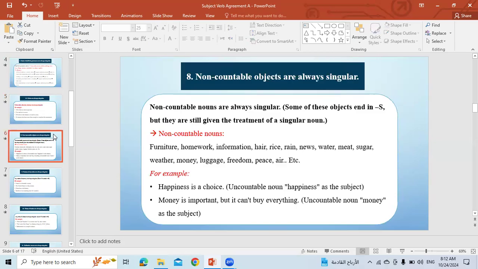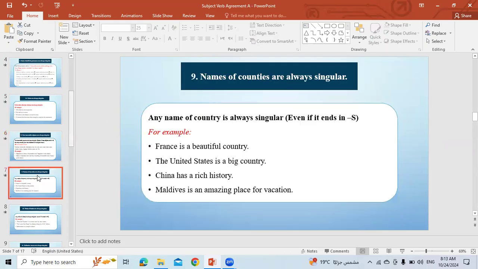Rule number 3. Non-countable nouns are always singular, like furniture, homework, news. You say, for example, my homework is difficult. My furniture is old. The weather has rain, or has hefty rain. So this is rule number 3.